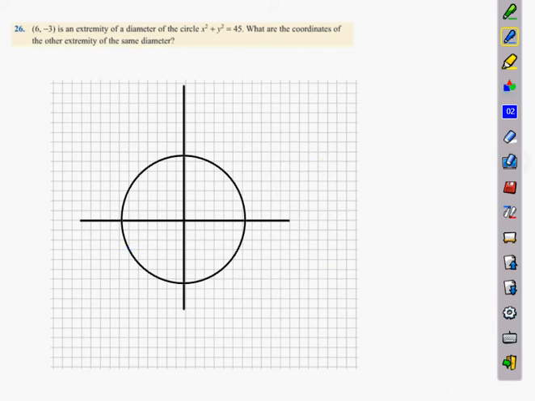That's basically how we go about doing that one. The key with this one, Frank, is that you know that the center is 0, 0, and you know that 6, -3 should be on the circle. And because it says find the coordinates of the other extremity, keyword same diameter, it means you've got to go straight through your center of the circle out the other side.